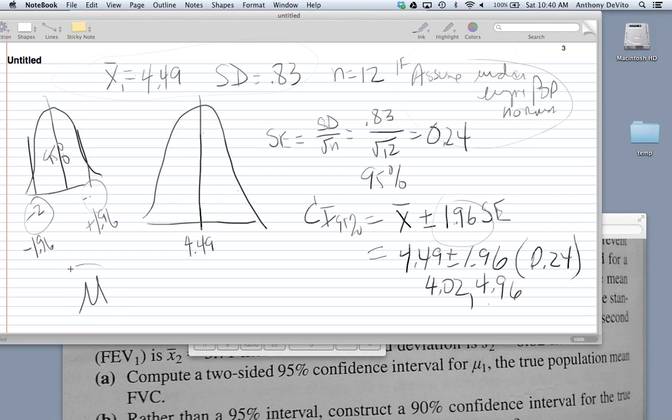remember, that's what we're really after. What's the true mean for the whole population of FVC? We're not interested in this sample. We're really interested in using that sample to determine the real population mean. Well, we think it's around 4.49 because that's what our sample came out being.